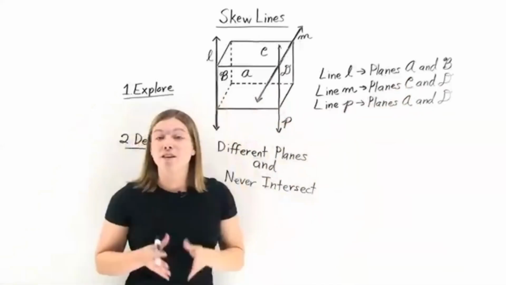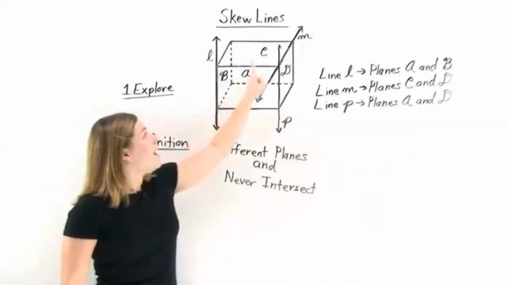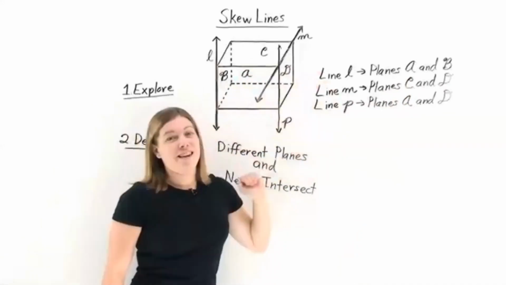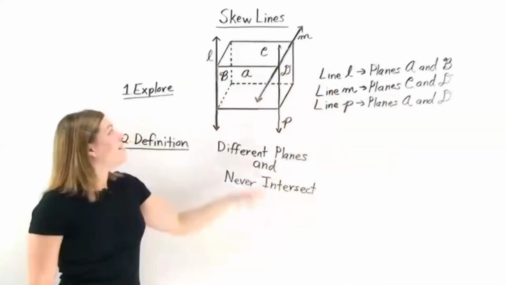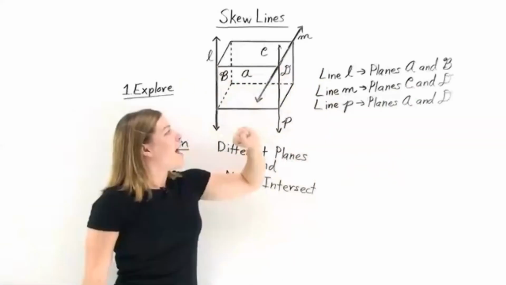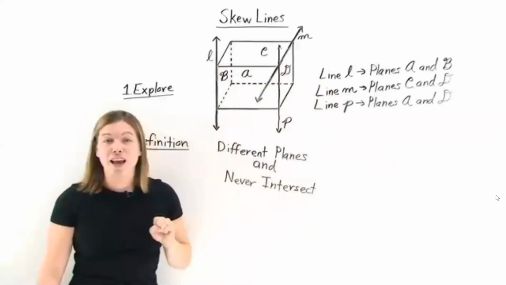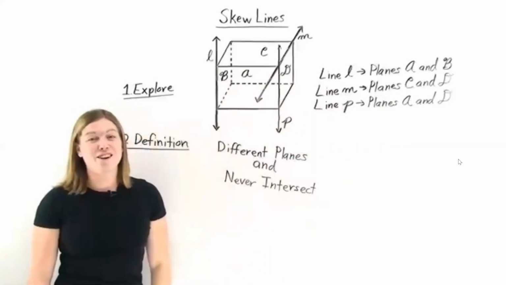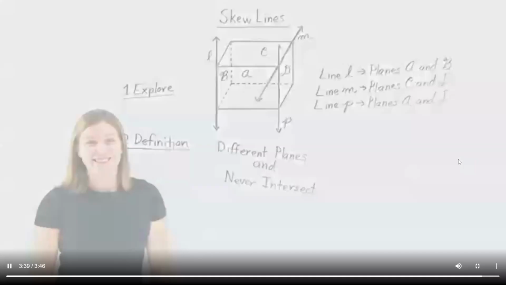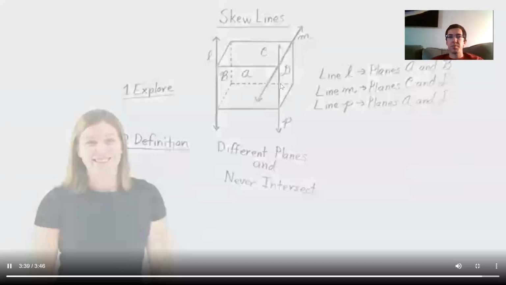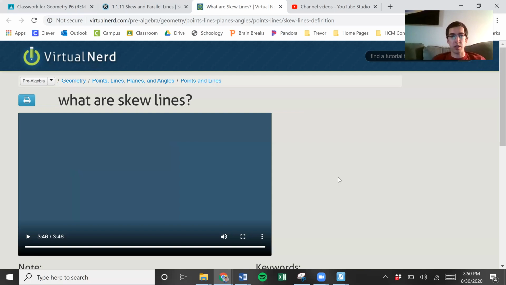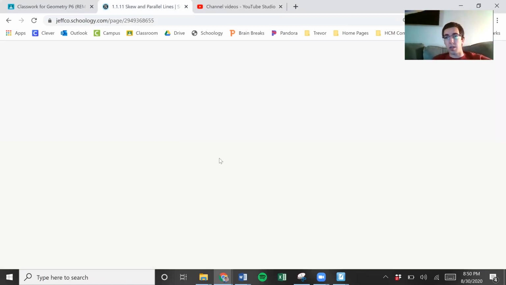Now, lines L and M are in different planes, and they never intersect one another. Since lines L and M lie in different planes and never intersect, those two lines are skew lines. So that gave you a little bit of a different idea. She talked about them running in planes, the two planes they run in, which is a great way to think about how to identify skew lines.